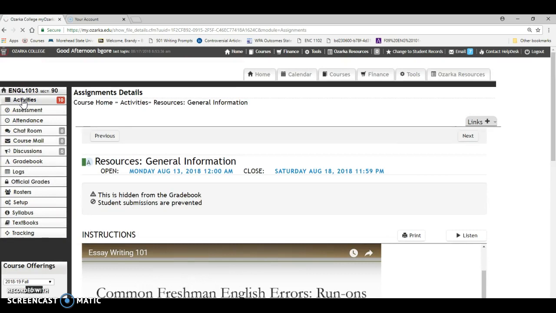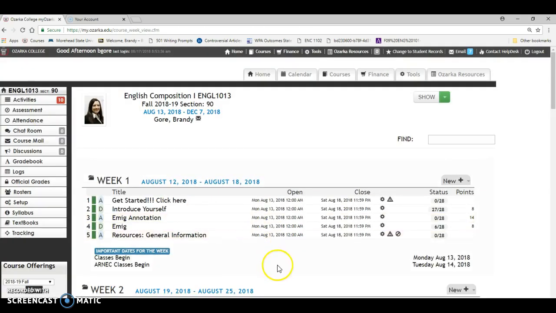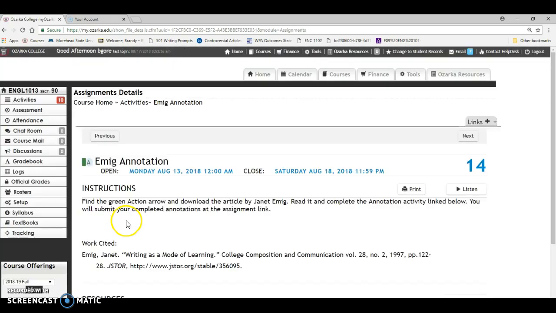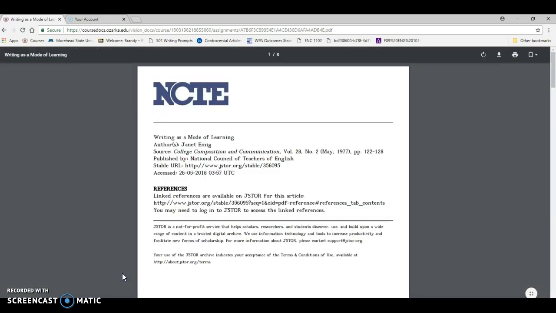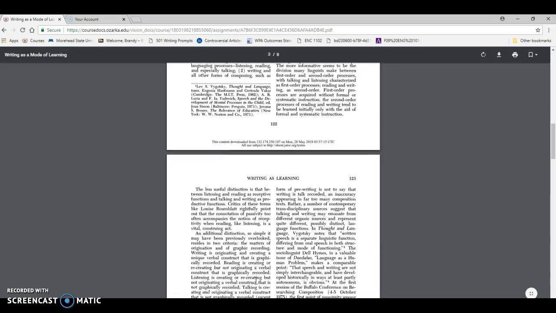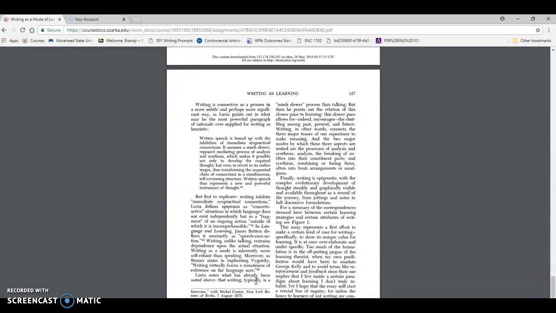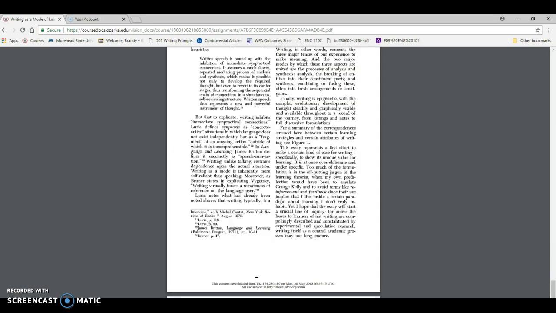Now, for the first few weeks, we're going to be reading various articles or essays. And when we do that, I want you to annotate. So this first one is Emig, and you should always do the annotation before going and doing the discussion. For the Emig annotation, I explain that you should download the article here. I've pulled all of these articles from online sources and I've given them credit as far as where they're coming from. You can easily look them up yourself.